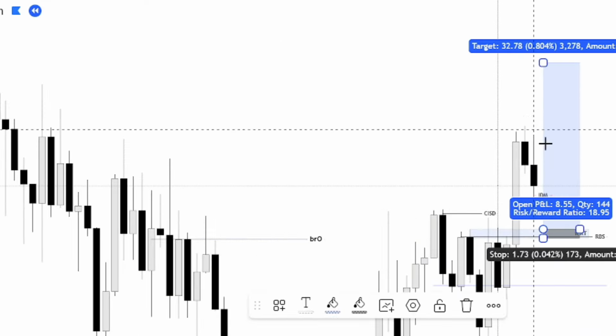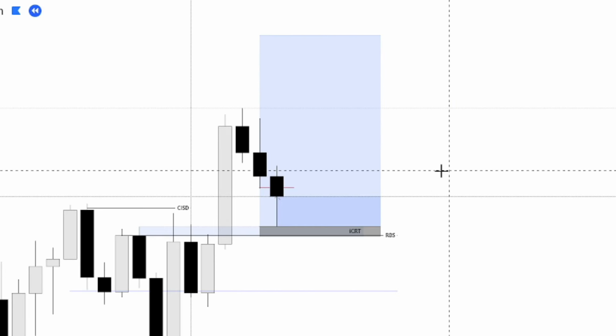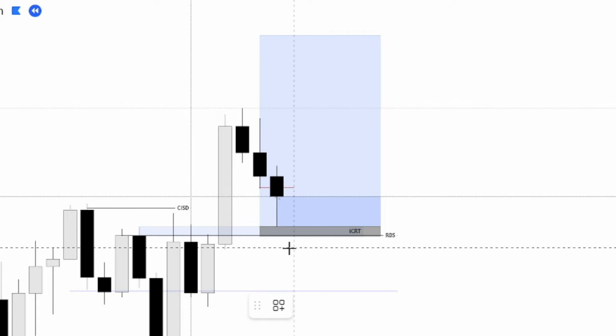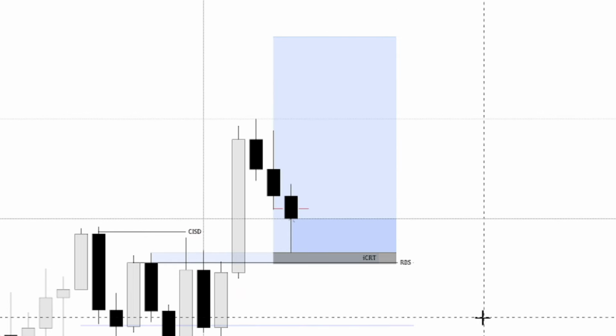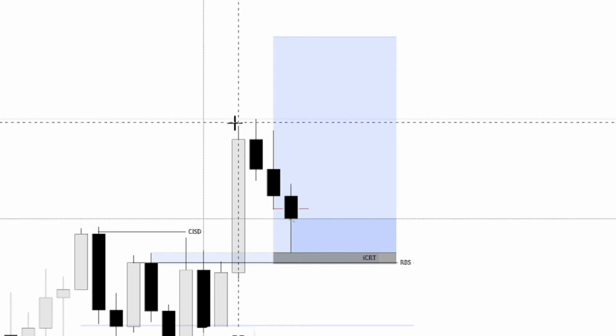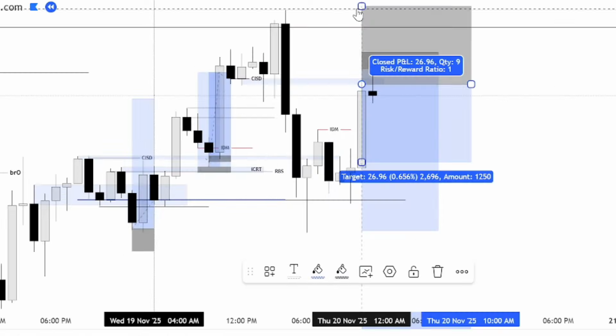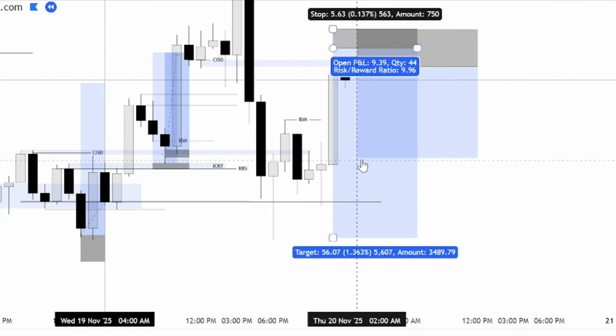In this video, you are going to learn how to trade Malaysian support and resistance using the CRT, iCRT, and market structure. So basically, I'm going to show you and teach you how you can start trading the MSNR strategy for free. So pay attention to details.